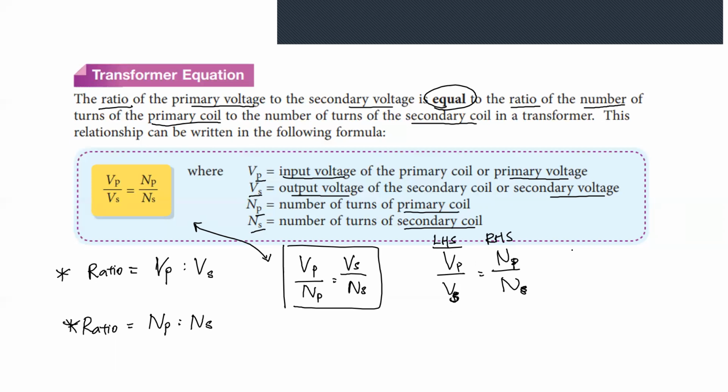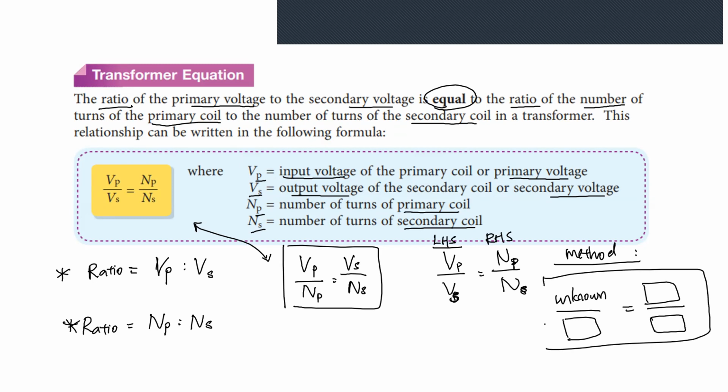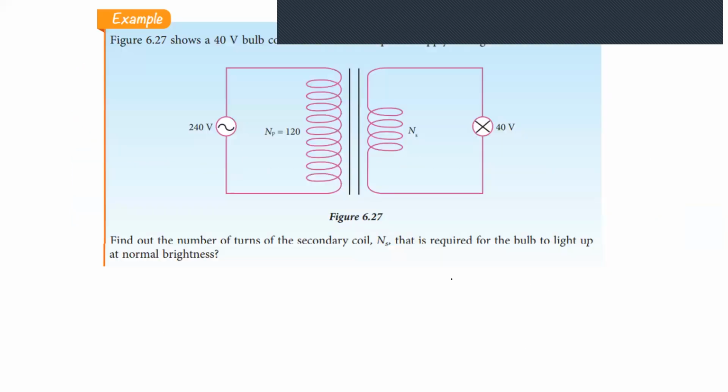So I encourage you to use this method, which is we put the unknown on top of the left hand side, then we put the relative variable here. Okay, so what is it? Let's look at the first example.